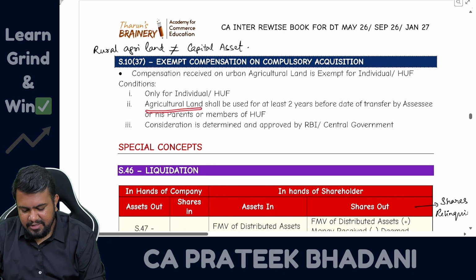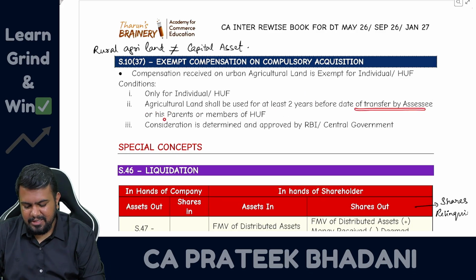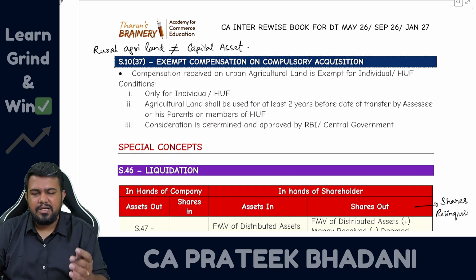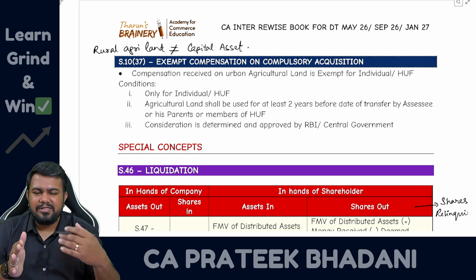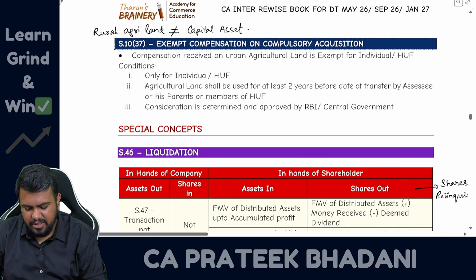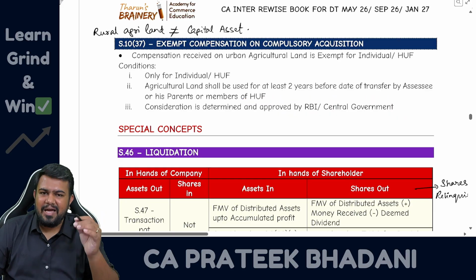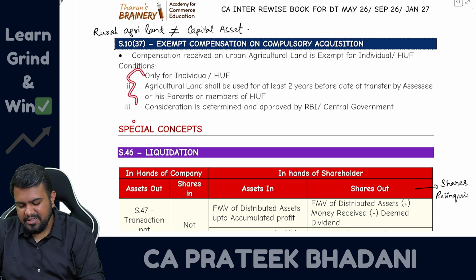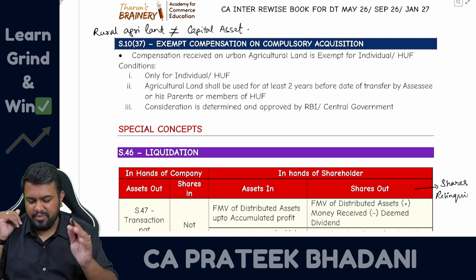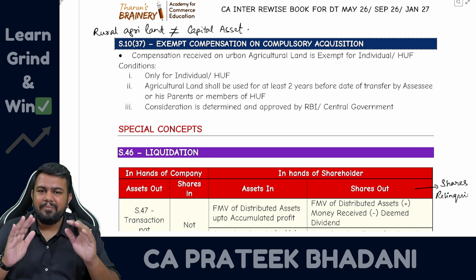Then agricultural land should be used for at least 2 years before the date of transfer by the assessee or his parents or members of the HUF for agriculture purpose. So agricultural land should be used for agriculture purpose for at least 2 years before the date of compulsory acquisition. And lastly, consideration should be determined and approved by the RBI or central government. If these conditions are satisfied, then compensation on urban agricultural land is fully exempt under section 10 clause 37. So this was all the discussion about compulsory acquisition.